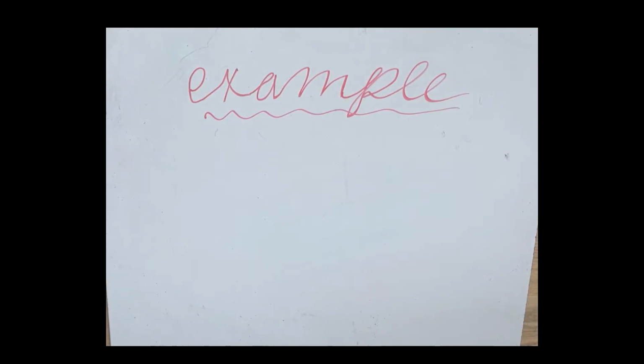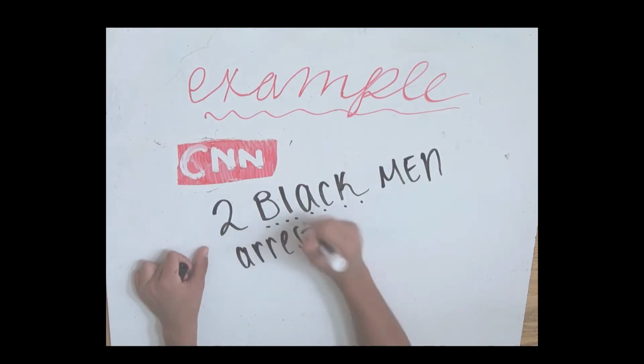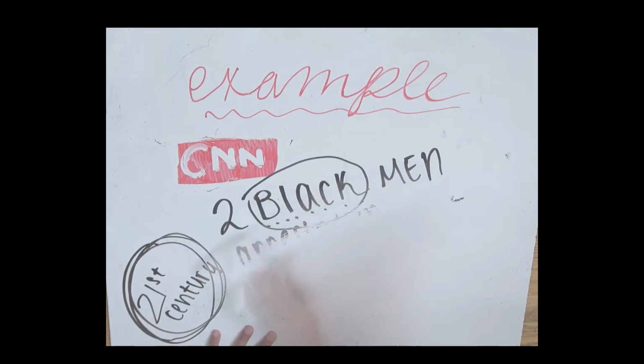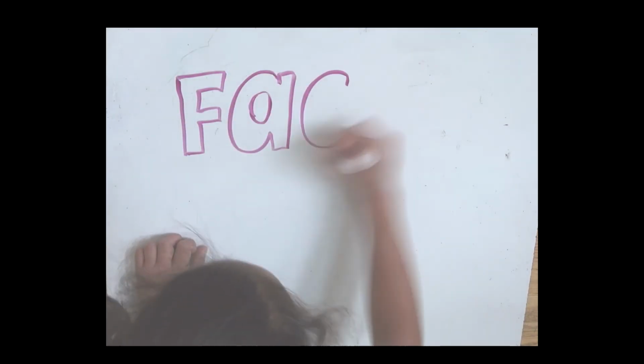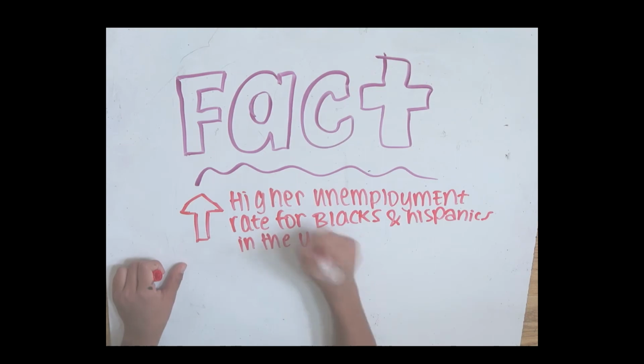An example of a recent current event where racial discrimination was seen was when 2 black men were arrested in a Starbucks for not purchasing anything. Chances are that had the men been white, they would not have been arrested or treated in the same way they were.